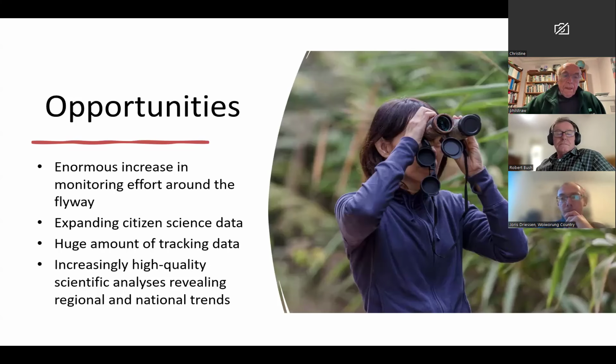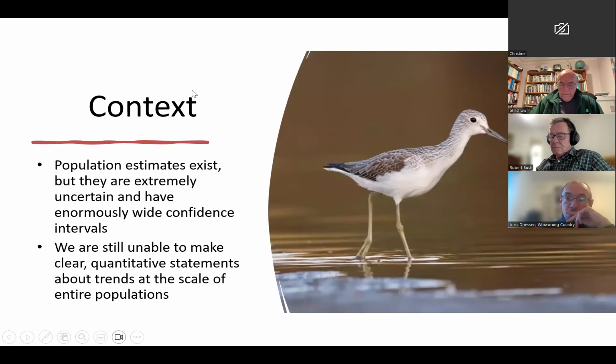And coupled with or feeding on all of that is an increasingly high quality scientific community around the flyway analysing all of this data. And there's a real need to have data sets that can be fed straight into scientific analyses that tell us things about our shorebird populations and how they're doing and what we need to be doing for conservation.